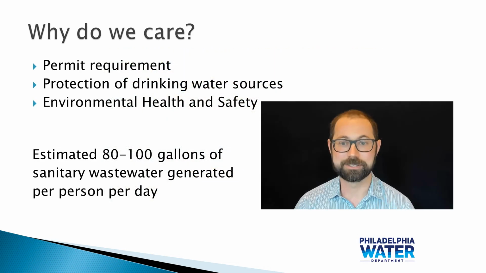Based on our figures, it's estimated approximately 80 to 100 gallons of sanitary wastewater is generated per person per day. If you think about an average home with 3.5 people in it, you can do the math very quickly. It's a significant amount of waste that can be discharged just from a single home into our separate storm sewer system and into our streams. And this is why it's so important that we have effective and efficient ways of locating these cross connections so we can identify them for repair.